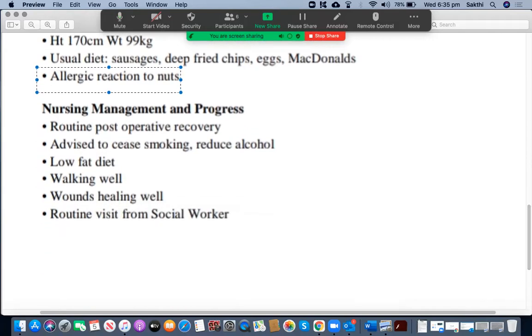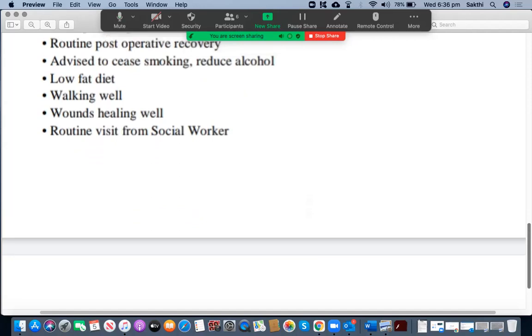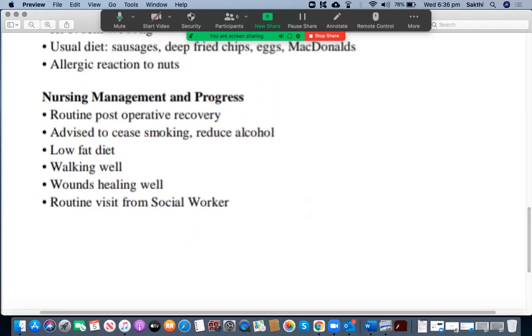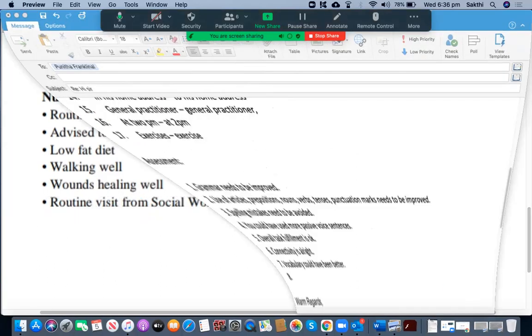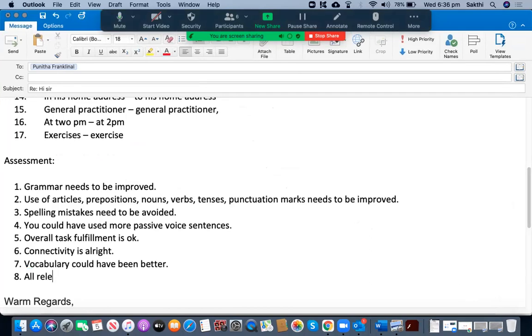I'm happy with that. Nursing management and progress: routine post-operative care, advice to cease smoking, reduce alcohol, low fat diet, walking well, wounds healing well. Routine visit from social worker. I think that's not needed, because we are looking for the information on the recipes. Routine visit from social worker is not needed as well. Good. I think you have included all the relevant case notes. Well done, you have done a good job.